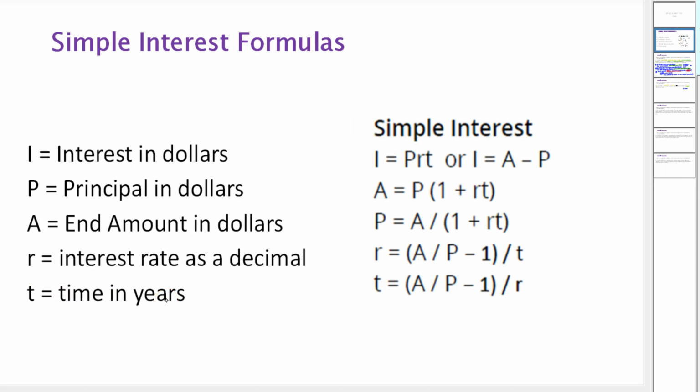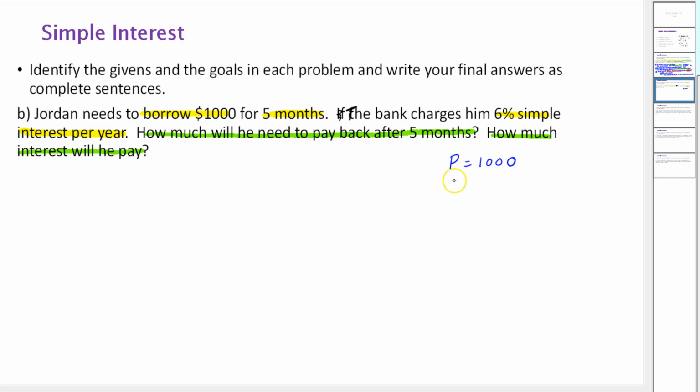Okay, so if we have 5 months, we're going to write this as 5/12 of a year, since there are 12 months in a year. And you want to keep this as a fraction in your formula, and you can just write it as 5 divided by 12. Okay, and then we're told the simple interest rate, R, is 6%, which as a decimal is 0.06.